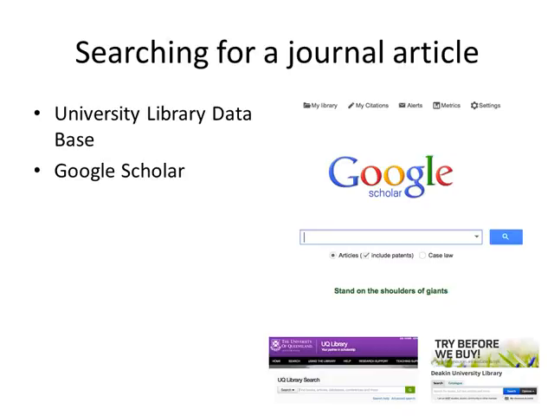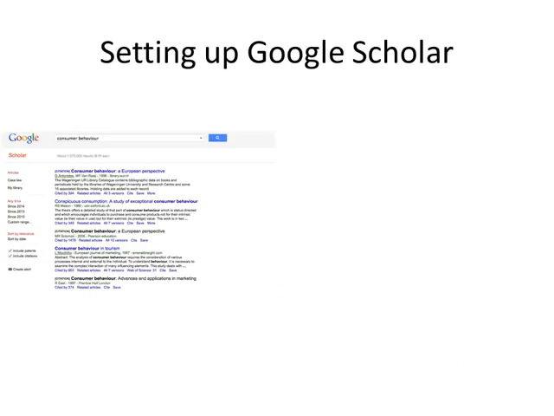However, what we're going to look for to make this a really general approach to looking for journal articles is we're going to use Google Scholar, and what we're going to show you is how to set your library database up within Google Scholar so that you're using that as your main source of information. So here's a little bit on how to set up Google Scholar.